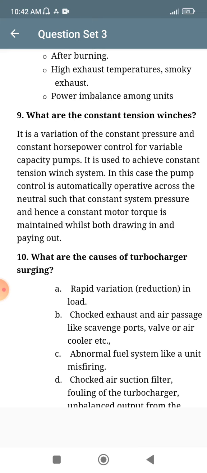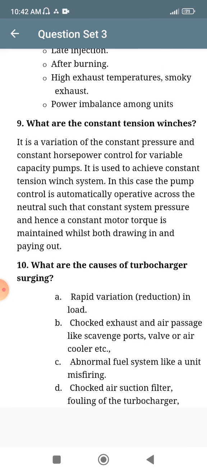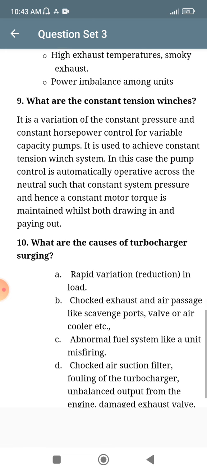So a constant tension winch is a variation of the constant pressure and constant horsepower control of a variable capacity pump, used to achieve a constant tension winch system. Pump control is automatically operated across neutral such that constant system pressure, and hence constant motor torque, is maintained while drawing in and paying out.